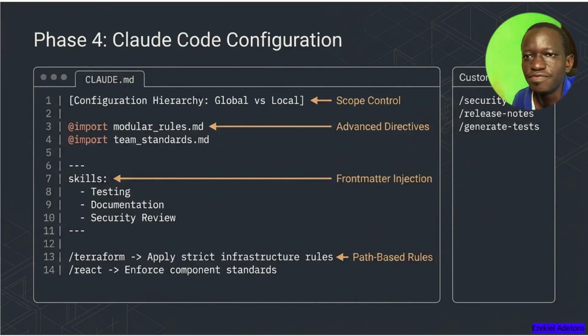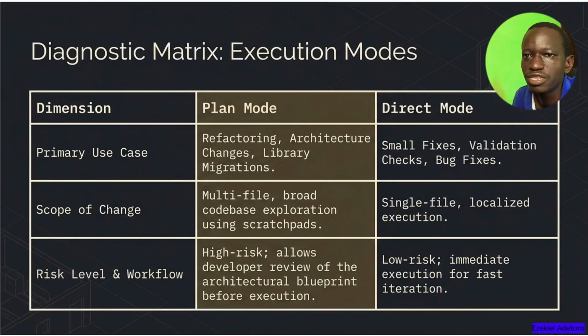And in phase 4, we are going to consider Claude Code configuration. For the configuration of Claude Code, we look at your CLAUDE.md file. What are the things that you need to put in your CLAUDE.md files? The imports, the skills, the CI/CD workflow. We are going to consider all that. And then the diagnostics matrix, where we are going to consider the execution mode, primary use case, scope of change, and risk level workflow. We are going to consider that too.